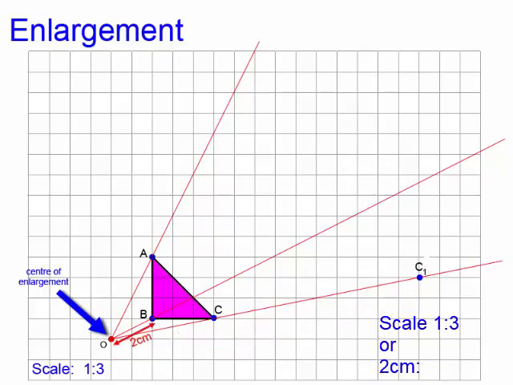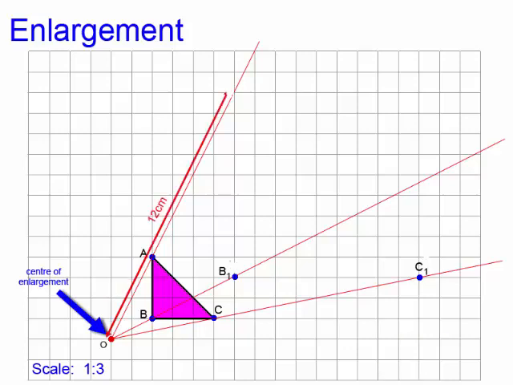Again, we take the distance between O and B, and we multiply this distance by 3 to find a new coordinate B1. So if O to B is 2 centimeters, then O to B1 will be 6 centimeters. Similarly, we take the distance OA and multiply this distance by 3 to find our new coordinate of A1. If the length of the line OA is 4 centimeters, then the length of the line OA1 will be 12 centimeters. And we mark this point on our coordinates.